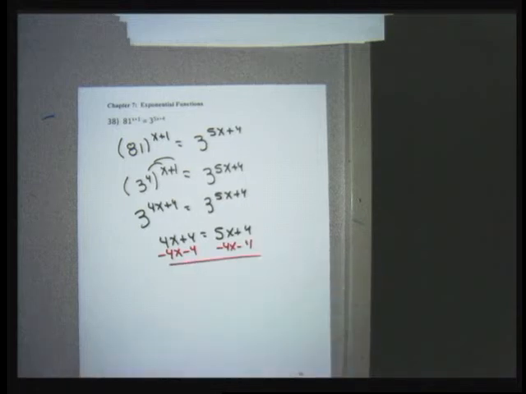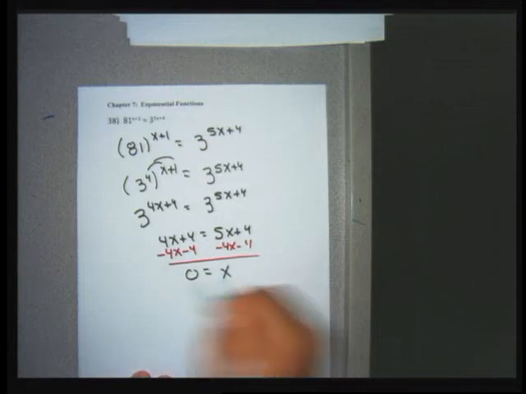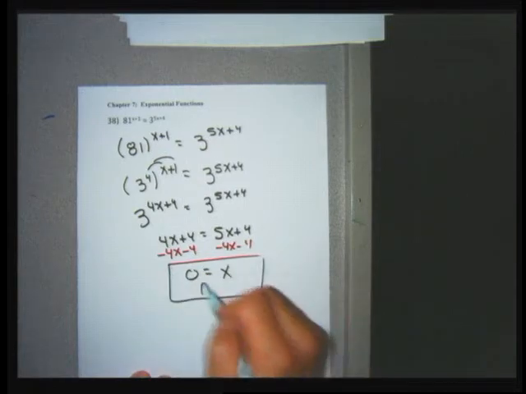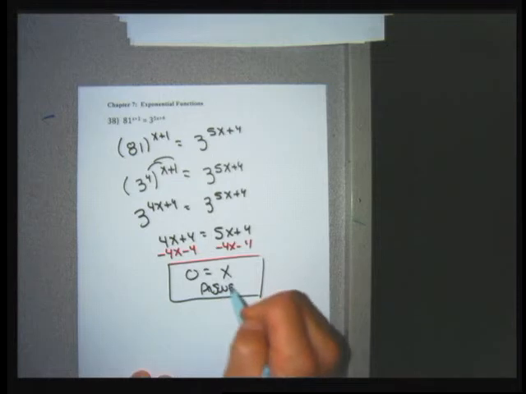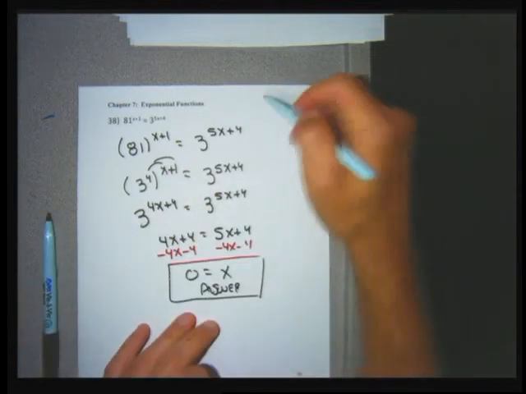On the left side, everything cancels and I get a 0. On the right side, 5x minus 4x is 1x. I think the answer is x equals 0. That doesn't mean no solution, it just means 0 is the number that works. I better check this. This is an odd answer.